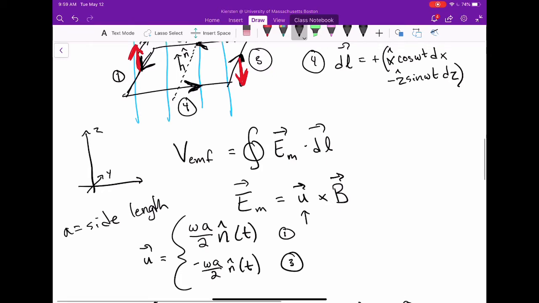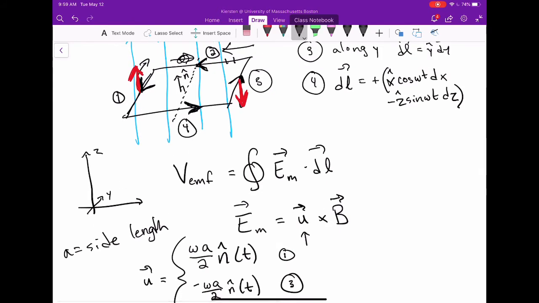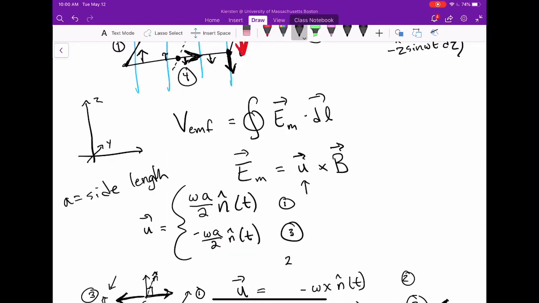On sides 2 and 4, the velocity is going to be x-dependent because it depends on how far you are from the axis. If we choose a point that's at the corner, that point is moving faster than a point that's really close to the axis that it's spinning around. On sides 2 and 4, it is omega x over 2 minus sign n hat of t.